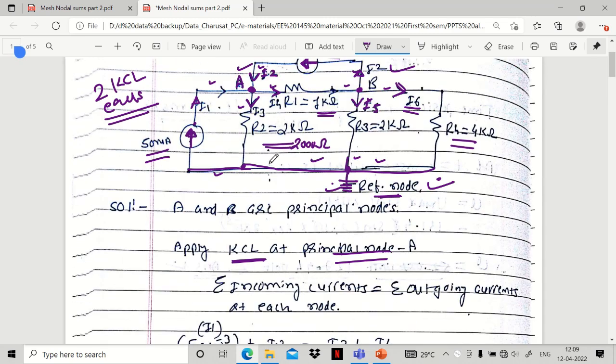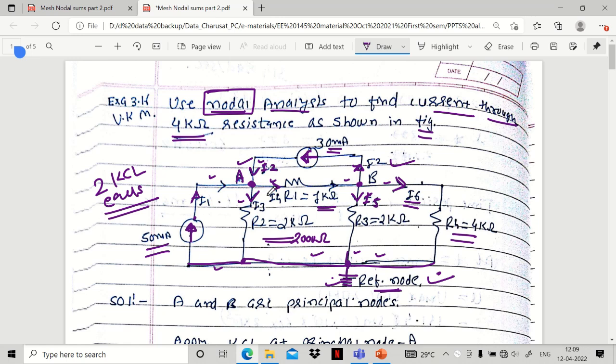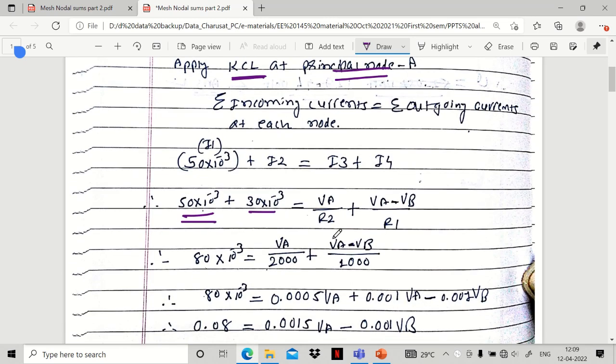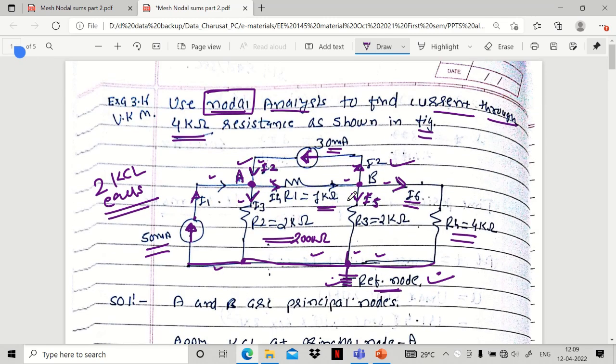Now I3 current. It is VA minus the reference node's voltage, which is 0. So VA minus 0 upon R2, and R2 is 2 kilo ohm. So VA upon R2, right? Plus I4.